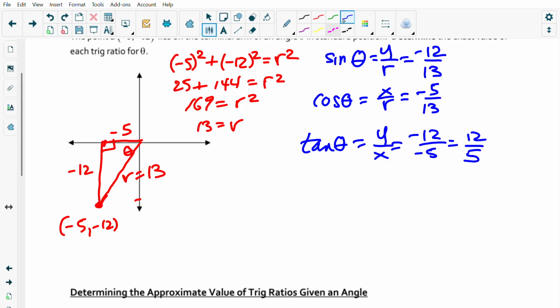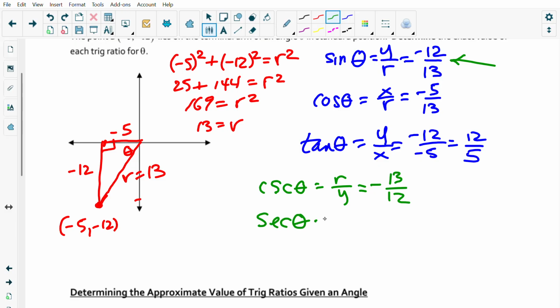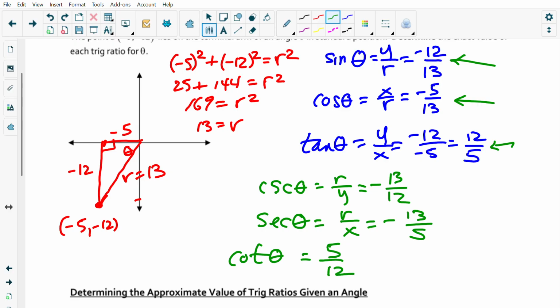Okay, let's do the reciprocal ratios. So for the reciprocal of sine of theta, that's cosecant of theta, that's r over y, and that's just negative 13 over 12. So I'm taking the reciprocal of the sine ratio. For the cosine ratio, secant of theta, that is r over x, so I'm going to go negative 13 over 5, which is the reciprocal of that ratio. And then the cotangent ratio, which is the reciprocal of the tangent ratio, instead of 12 over 5, I'm going to take the reciprocal, that's 5 over 12.